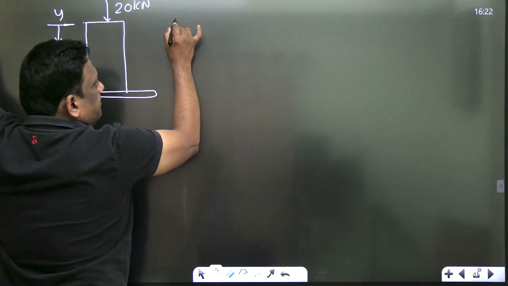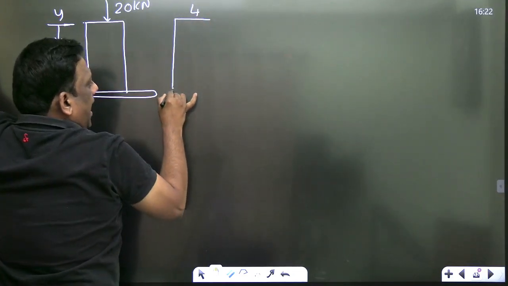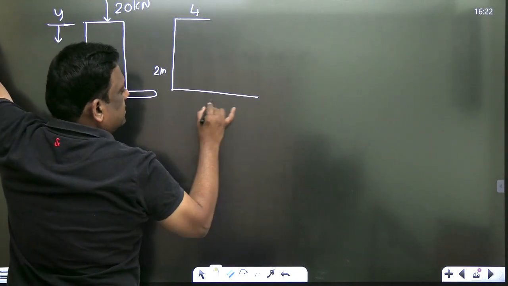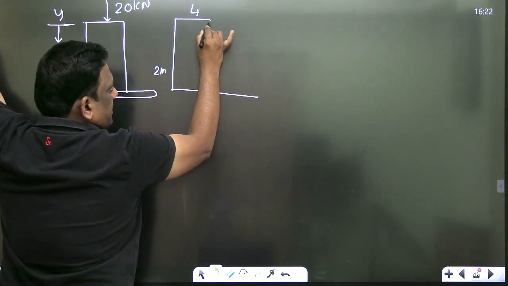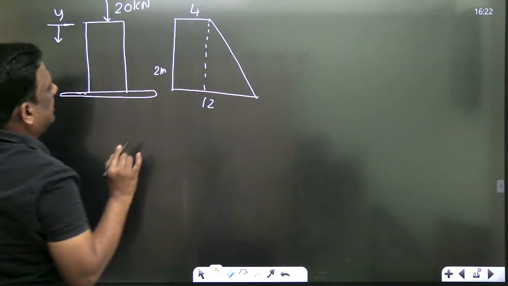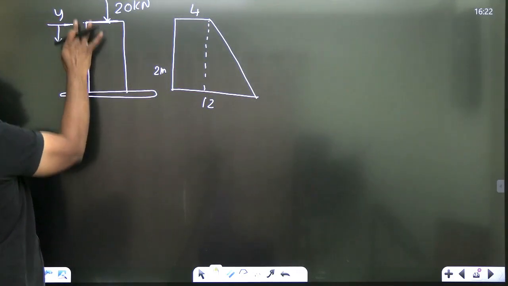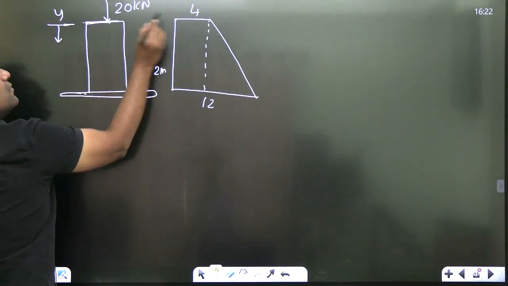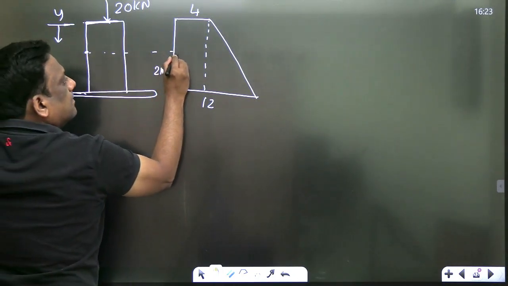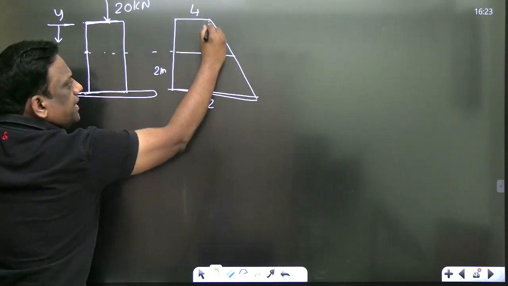Look carefully. Here the resistance is 4. And at a depth of 2 meter, what is the resistance? It is 12. And it is varying linearly. What is the physical meaning? Here the resistance is in the upward direction. Here the resistance is 4 in the upward direction, and at the bottom it is 12. So it is varying linearly.